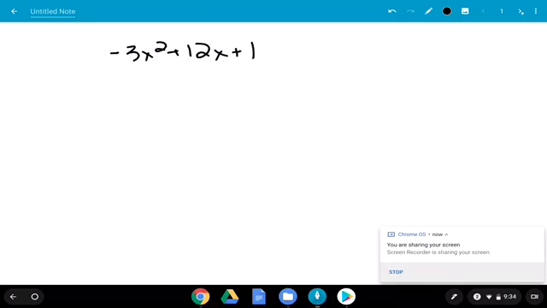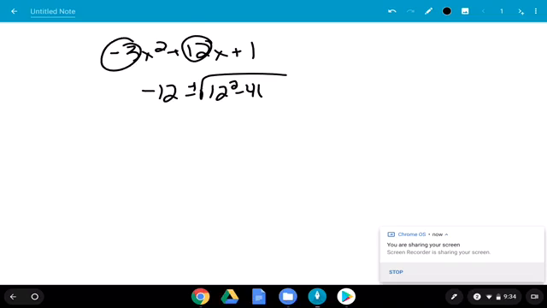In this equation, you will find the b is again 12. You will write negative 12 plus or minus the square root of 12 squared minus 4 times your a, which is negative 3, and then times your c, which is 1. And then have that all over 2 times a, which again is negative 3.